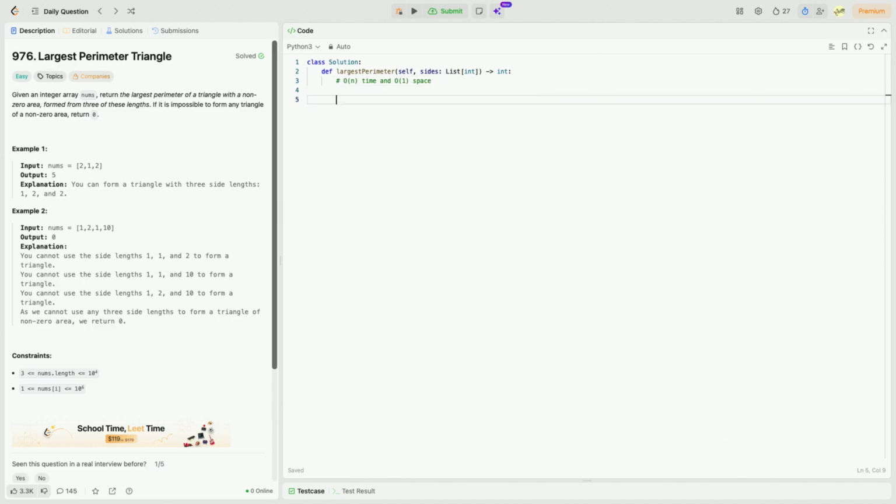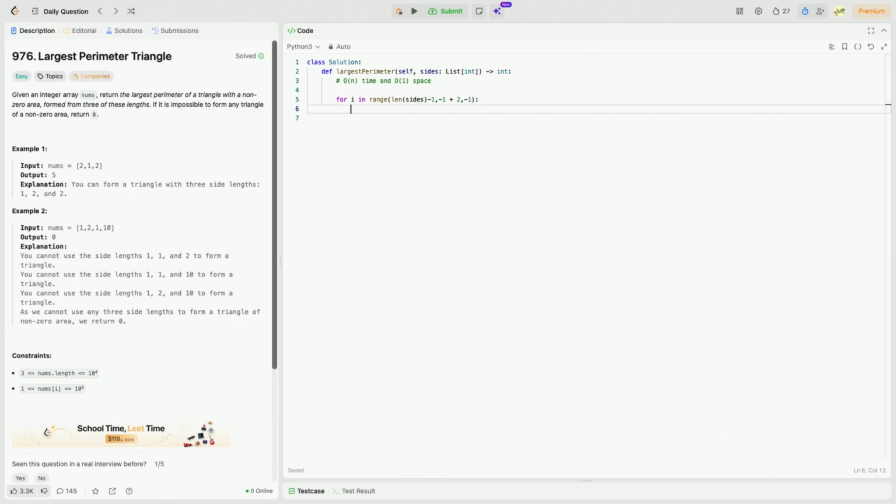And we just iterate through the array backwards. So for i in range(len(sides) - 1, -1, -1). And we have to make sure that we can actually pick three elements. So we have to correct this, I think, by -2.